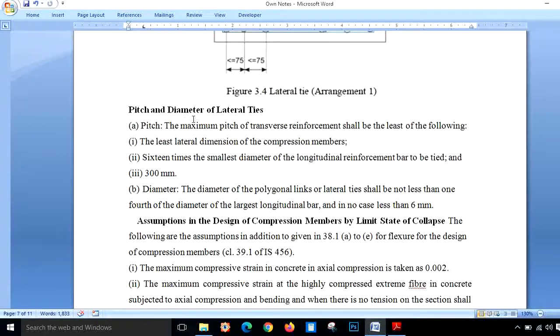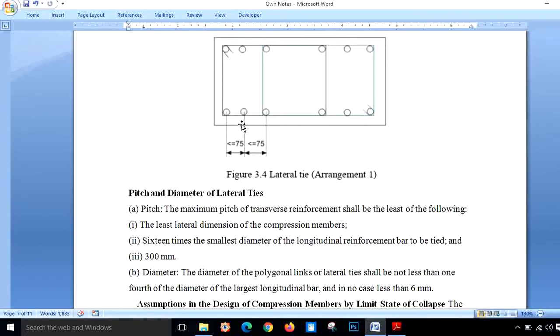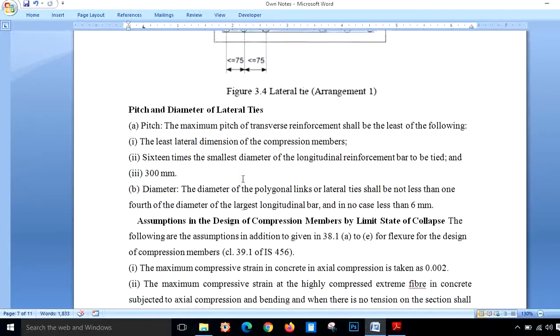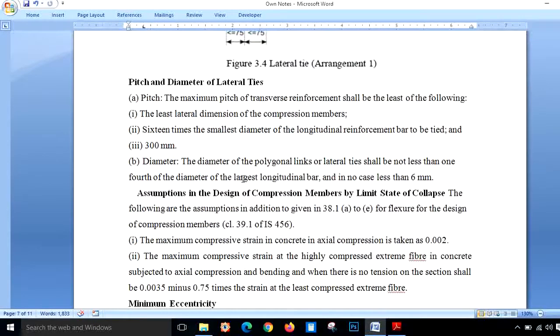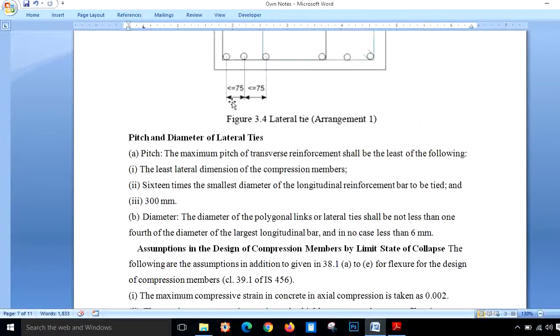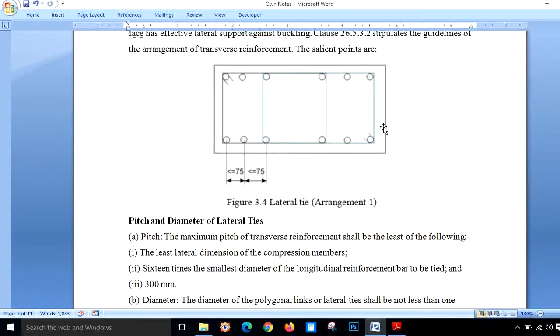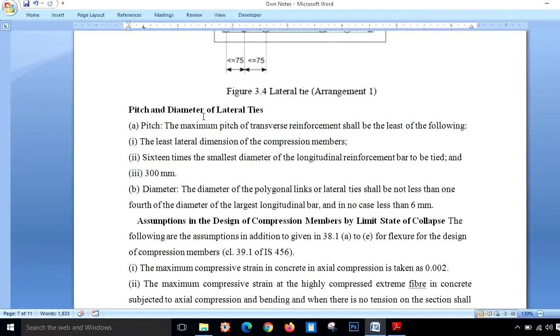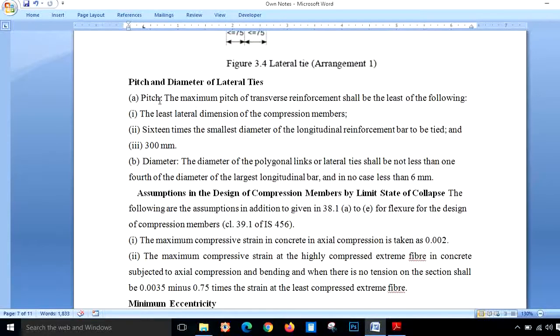Pitch and the diameter of lateral ties. What is pitch? Pitch is nothing but the vertical distance between two lateral ties. I am not talking about horizontal distance; horizontal distance will be there for longitudinal bars. This is a ring, a cross section. So the vertical distance between the rings or lateral ties is called pitch.